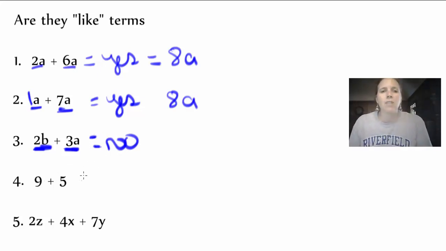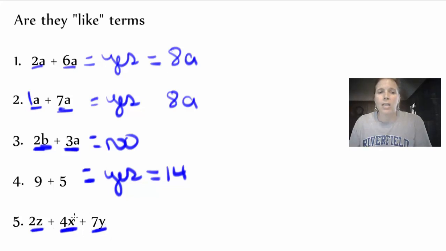What about 9 and 5? If you have constants, you add your constants together just like a normal problem. So yes, and it would be 14. What about here? We have 2z, 4x, and 7y. Are any of those similar? Are any of them like terms? No. So we cannot add those together.